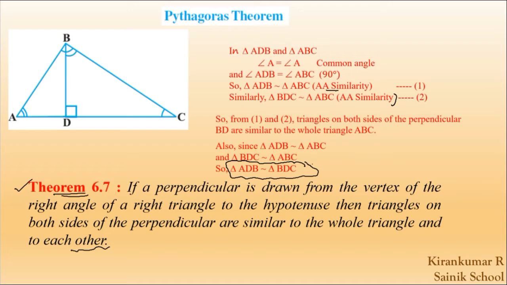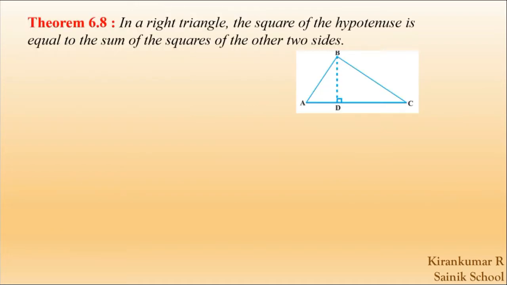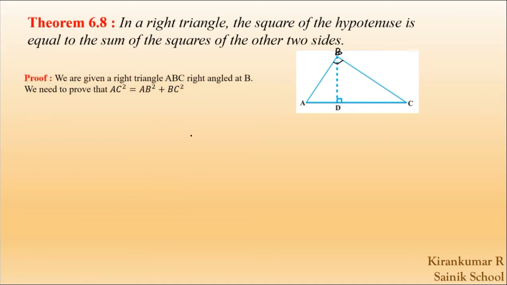What is the statement of Pythagoras theorem? The statement is: in a right angle triangle, the square on the hypotenuse is equal to sum of the squares of the other two sides. Observe, we have got the triangle ABC right angled at B. We need to prove that the square on the hypotenuse, AC square, is equal to AB square plus BC square. How do we do that?